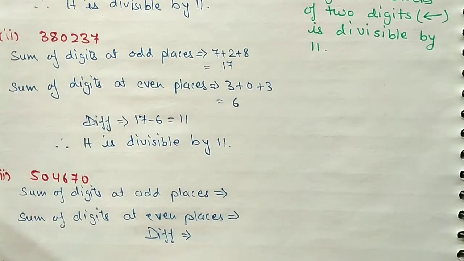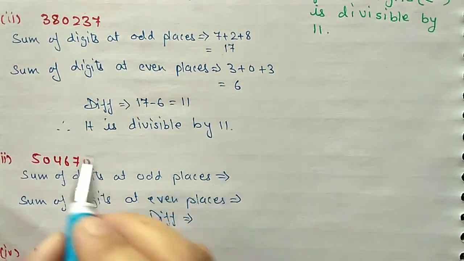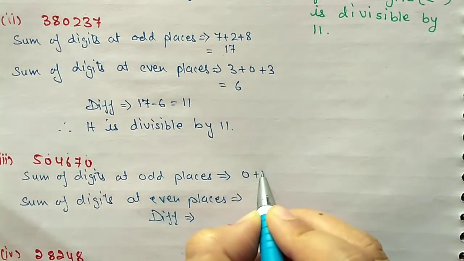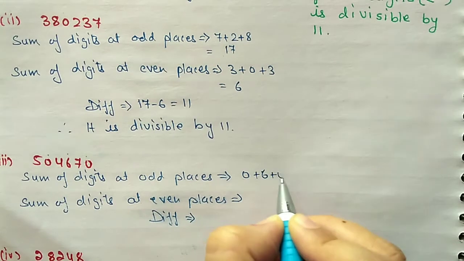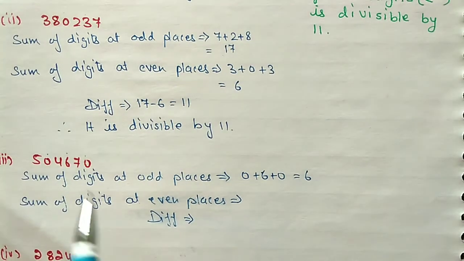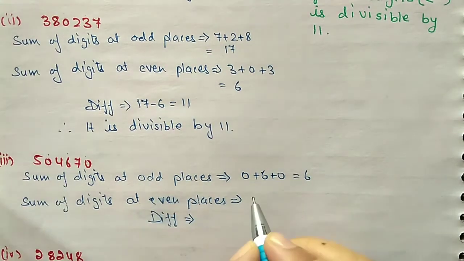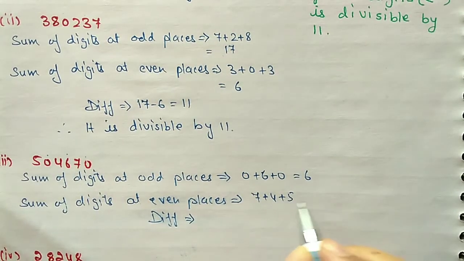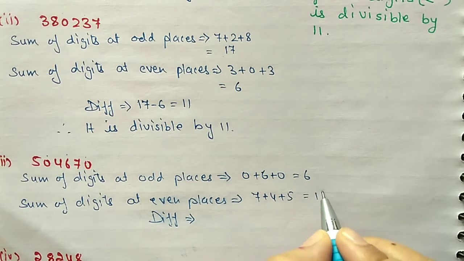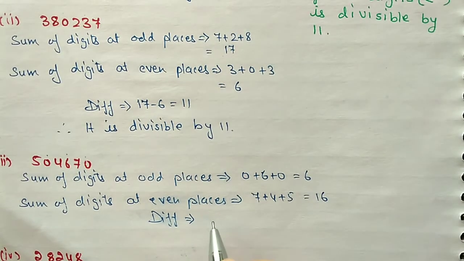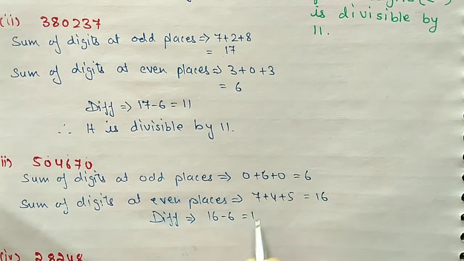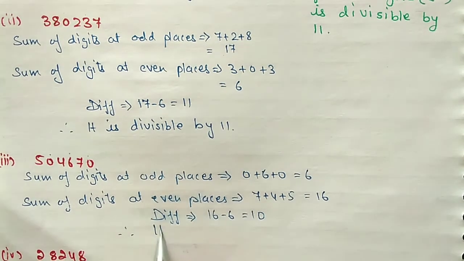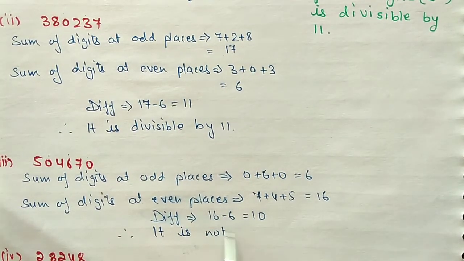Third part, 504670. So first, odd places means this, this and this: 0 plus 7 plus 0 plus 6 plus 0, which is equal to 6, and even places 7 plus 4 plus 5. 7 plus 4 is 11 and 11 plus 5 is 16. Now we will take the difference, 16 minus 6, which is equal to 10, and 10 is not coming in the 11 table. So therefore it is not divisible by 11.